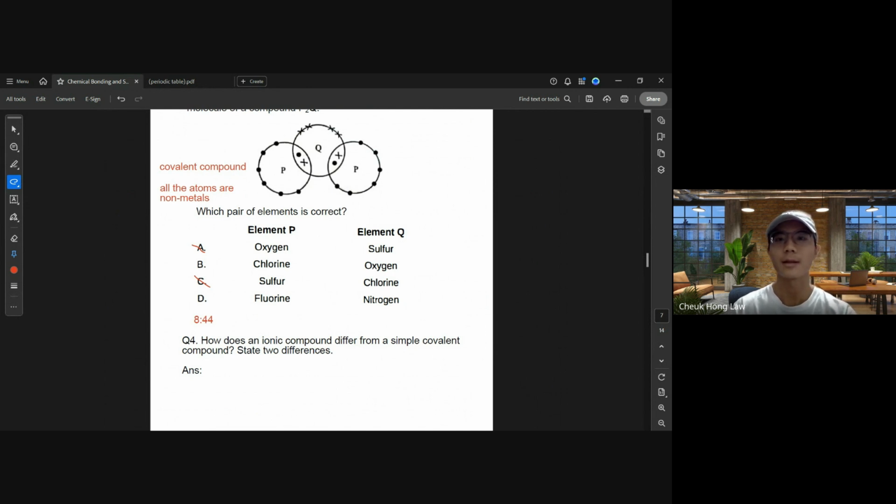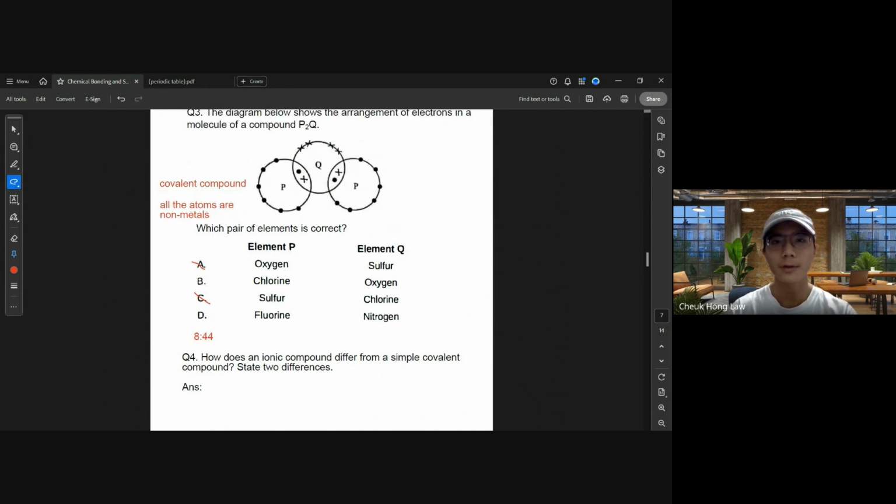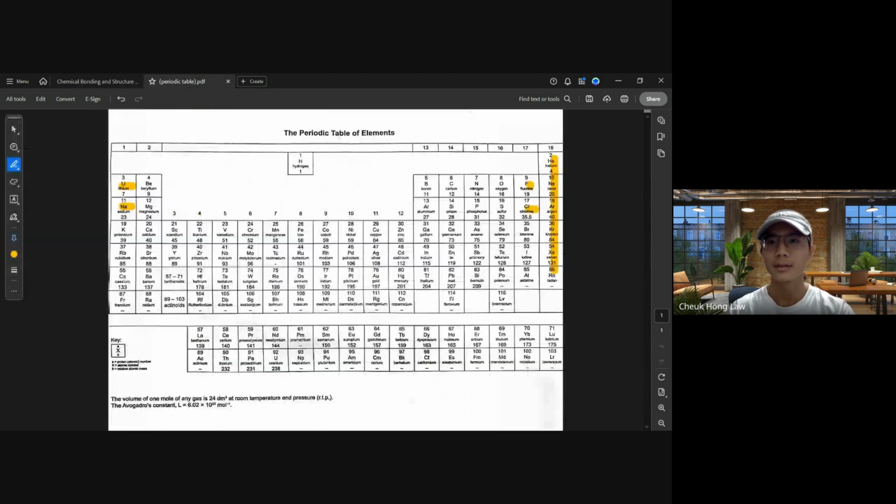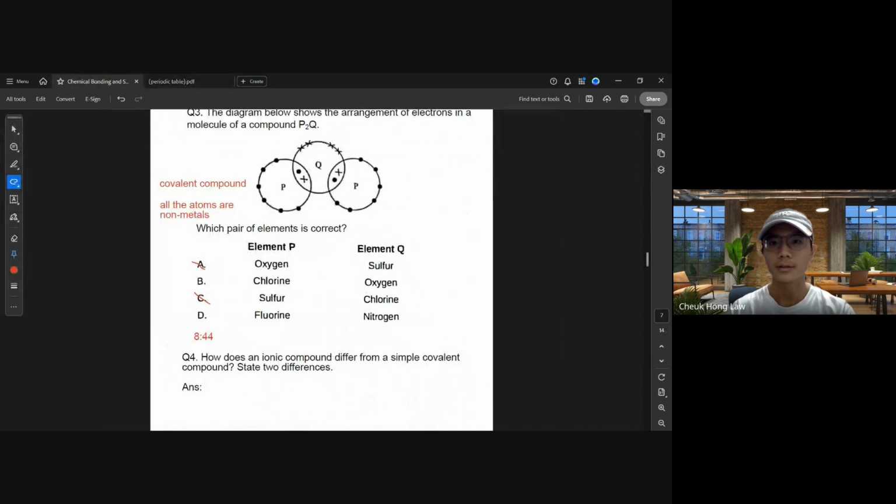Okay, then let's look at element Q. Element Q has 1, 2, 3, 4, 5, 6 valence electrons. So it has to be in group 16. So oxygen is in group 16, but nitrogen is in group 15. Okay, so nitrogen is out, which means that B is your answer. Okay, so that's the first way to solve it.